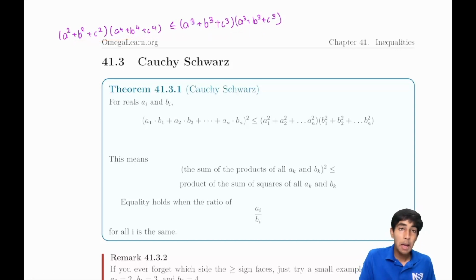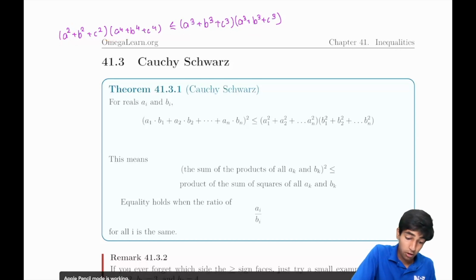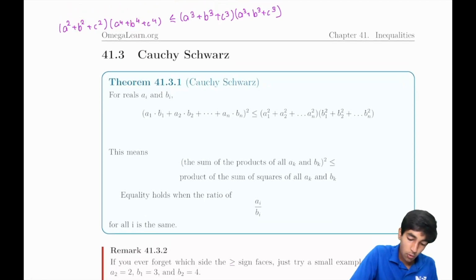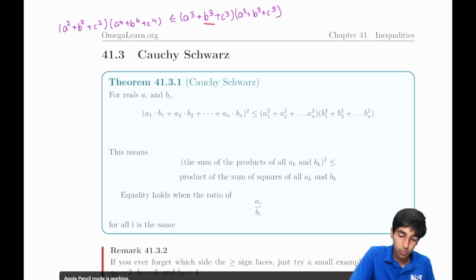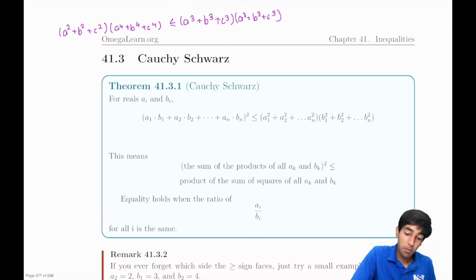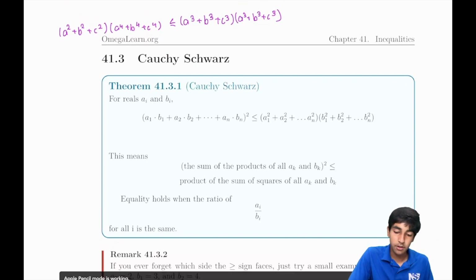So Cauchy will tell us this is true. Now, why? Basically, all we have to do is take this term, we multiply them together to get a to the 6th. We take their square root here. And then this term, we multiply them together, take their square root. This term, we multiply them together, take their square root.